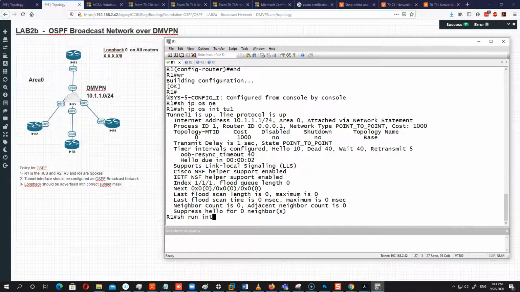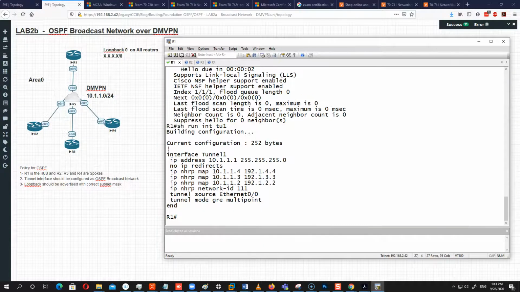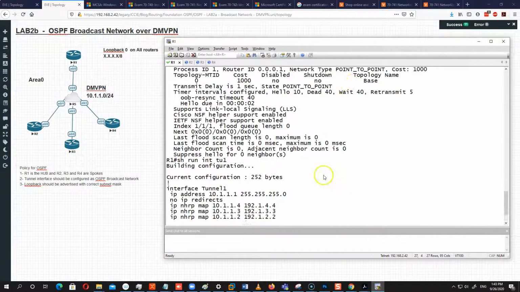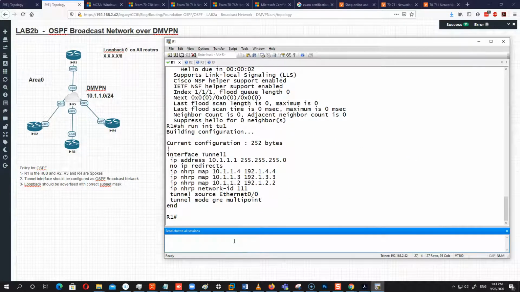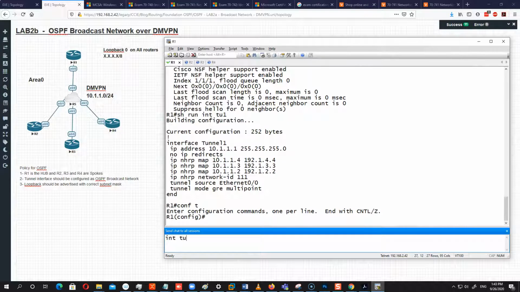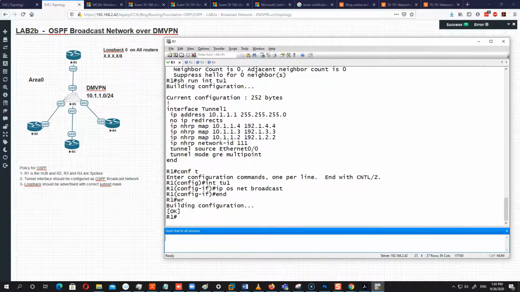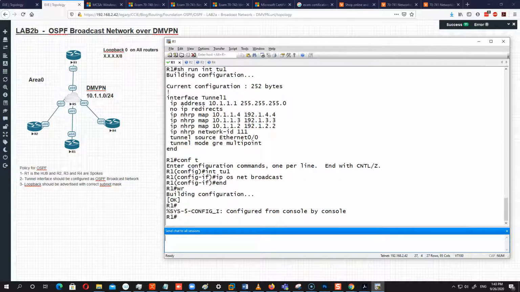If you look at tunnel 1, you can see that we are using GRE multipoint. We are not using GRE IP, which is a point-to-point. But OSPF considered it as a point-to-point. So first thing first, we have to change it, right? So we go inside tunnel 1 and we say IP OSPF network broadcast, because that's what we want. We did that on all the tunnels for all the routers, right?